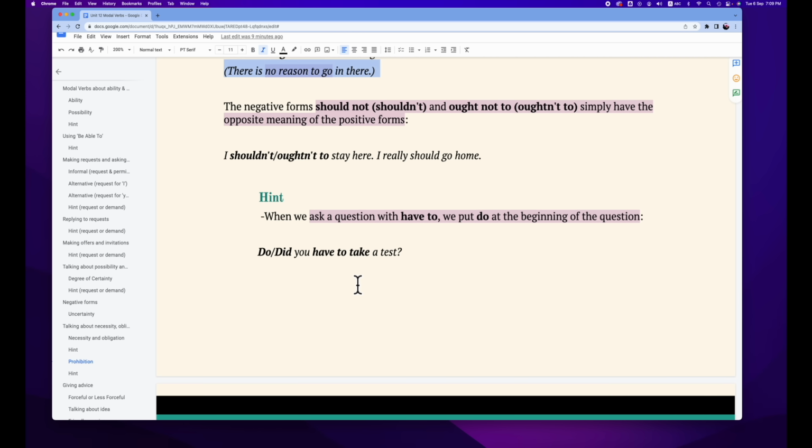Today, we talk about uncertainty, prohibitions, and necessity with modal verbs. Let's take a look at what areas we're going to cover. Negative forms: using could not, must not, cannot for prohibitions and uncertainty. Different modal verbs have slightly different negative forms to talk about prohibitions. So, let's take a look at what areas we're going to cover with prohibitions.